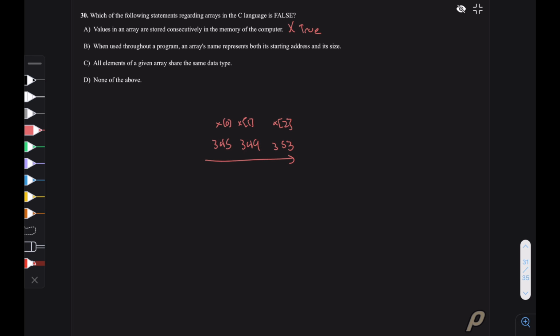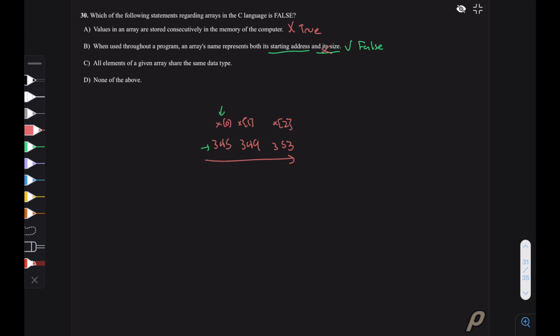B, when used throughout a program, an array's name represents both its starting address and its size. Part of that is true. It does represent its starting address, like we mentioned here. It points to where in memory it starts, but it has no indication of its size. The user must keep track of what the size is. So it does not keep track of the size, which does in fact make this false, which makes it the correct answer. We'll check C just to be safe.